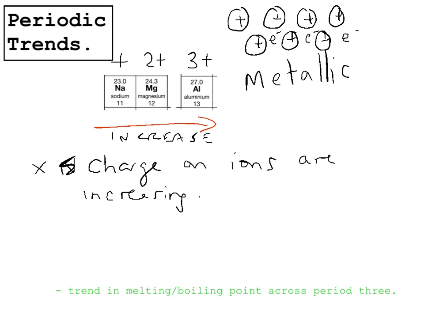Also, if sodium is a 1+ ion, that means that's only releasing 1 electron into this delocalized sea, if you like. If magnesium is 2+, that's releasing 2 electrons each, and aluminium is 3+, that's releasing 3 electrons per ion. So as you go across from sodium, magnesium to aluminium, not only is the charge on the ions increasing, but also the number of delocalized electrons in that sea is also increasing. So that's the other reason for the melting point increasing.